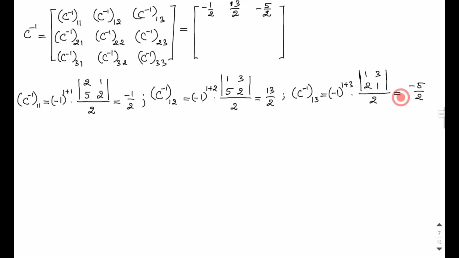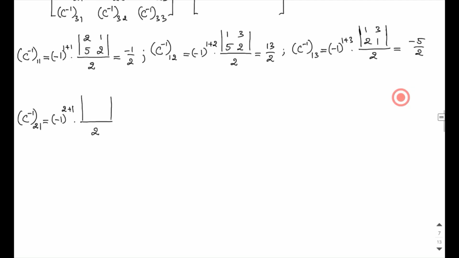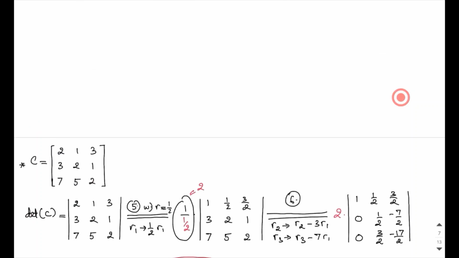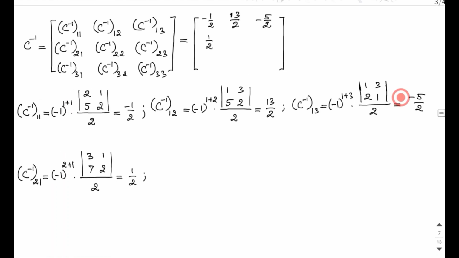Now let's compute the second row. The entry on the inverse matrix at the position row 2, column 1. So negative 1, 2 plus 1 times the determinant obtained by deleting row 1, column 2 of the original matrix. So row 1, column 2. Right, you can easily see that that's going to leave you 3, 1, and 7, 2. So you get positive 1/2. So this is going to be 1/2.